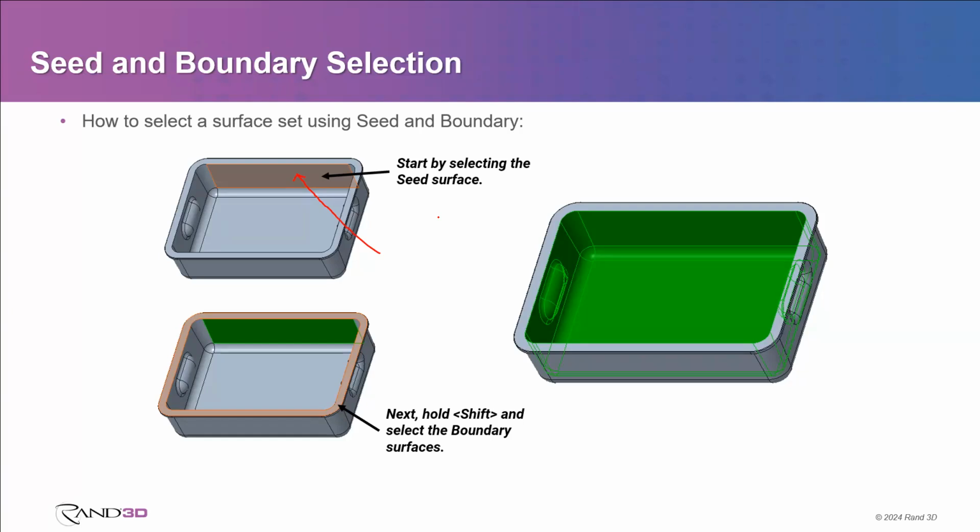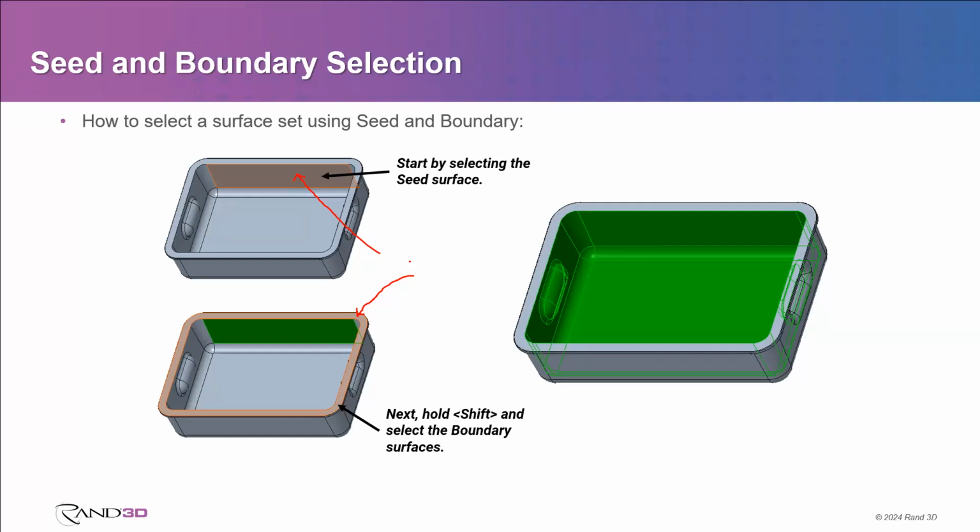Now, in this example, all those inside faces are bounded by that one surface on the top. So I just need to pick any one of the inside faces as the seed. Then I need to hold the shift key. So not the usual control key, but the shift key this time. And as I'm holding the shift key, pick as many boundaries as you need to. That boundary is going to stop the seed from growing into the adjacent surfaces. It's going to stop at the boundary and not include the boundary as part of the selection. So with just 2 mouse clicks, I can wind up picking all those interior surfaces.